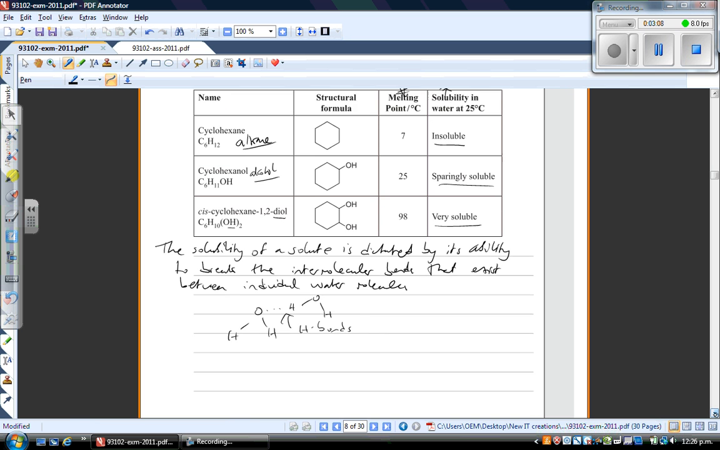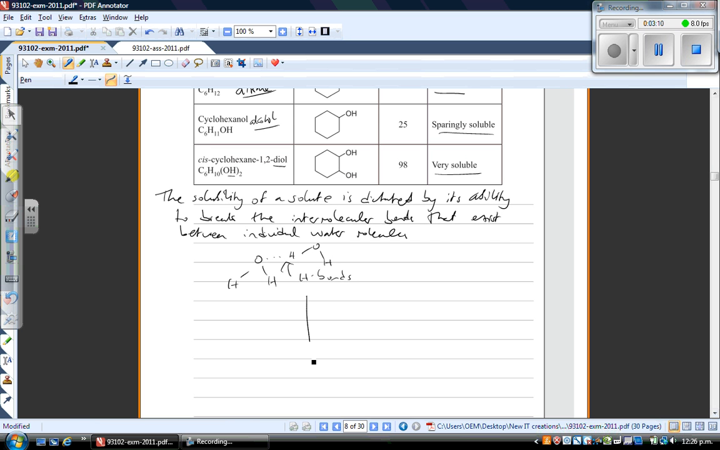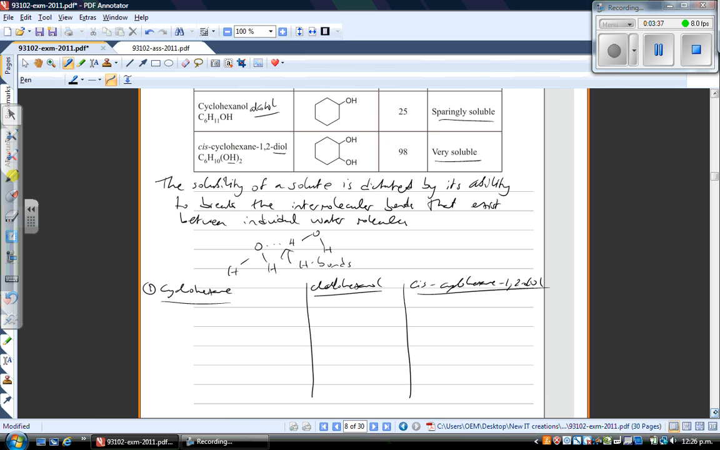So if we just lay out the page like this, we put some comments down for each of the 3 compounds. So cyclohexane is here, and then we have cyclohexanol, not spelled very correctly, but that's the cyclohexanol. And then we have our cis cyclohexane 1,2-diol.